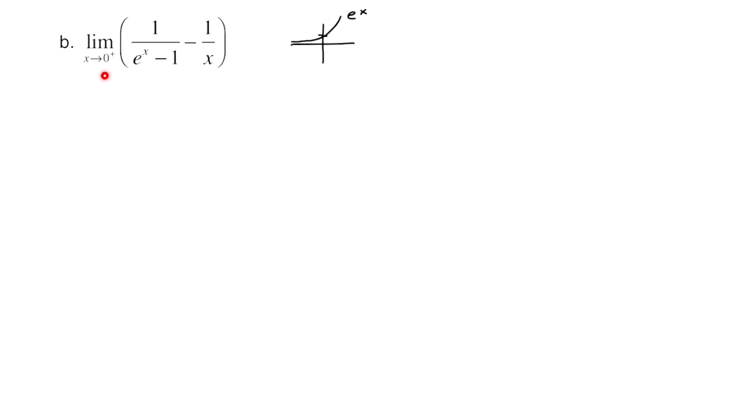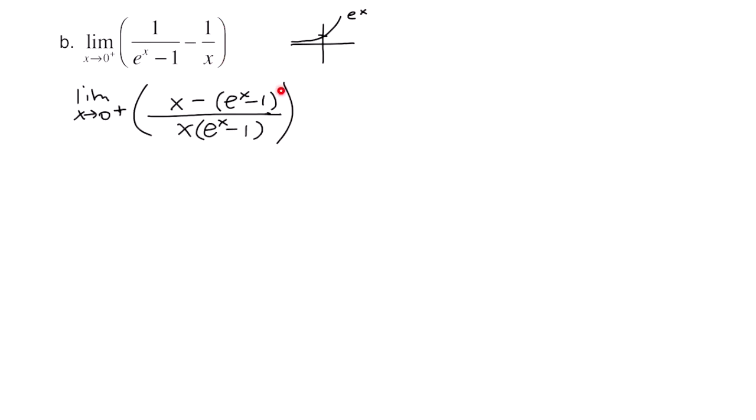For this example, we have the limit as x approaches 0 from the right of 1 over e to the x minus 1, minus 1 over x. So what we're going to do first is combine these into one fraction. They're going to need common denominators, so we're going to multiply this fraction by x on top and bottom, and then we're going to multiply this fraction by e to the x minus 1 on top and bottom. So we get this fraction.